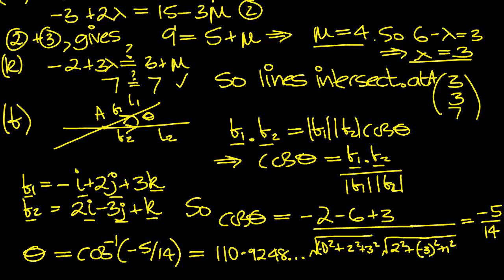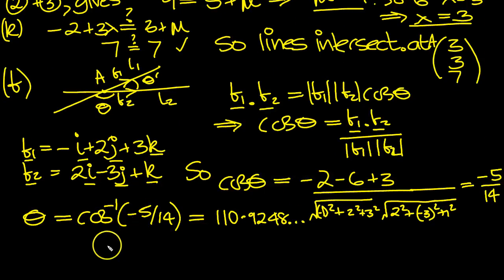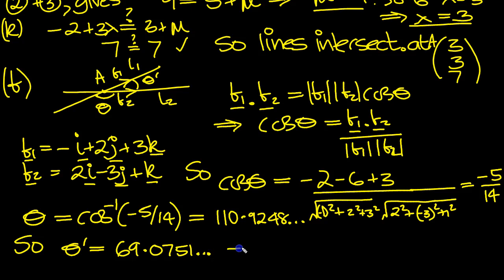So that's an obtuse angle, isn't it? And it asks for an acute angle between the lines. So I'm going to label that theta dash now, and this must be the obtuse angle theta that we've worked out here. So we can now write theta dash is equal to, to the nearest 0.1, the angle, which is going to be 69.075. So it equals 69.1 degrees to the nearest 0.1 degree.